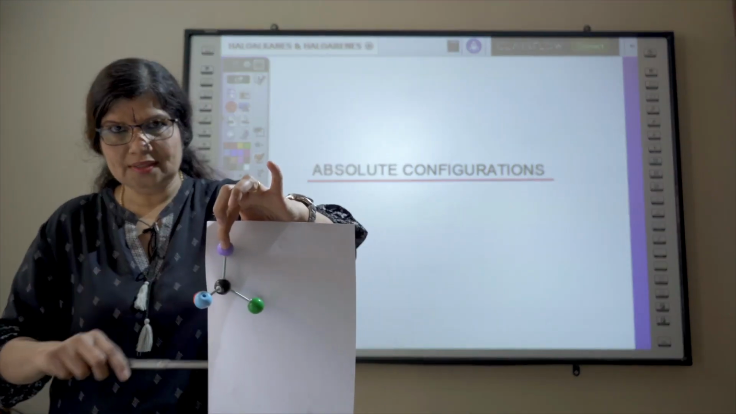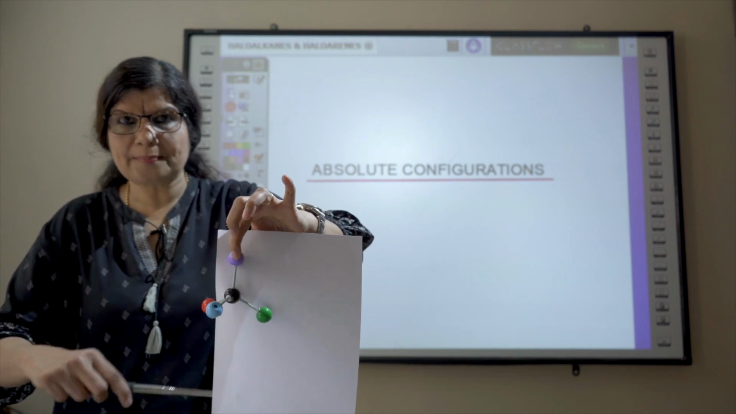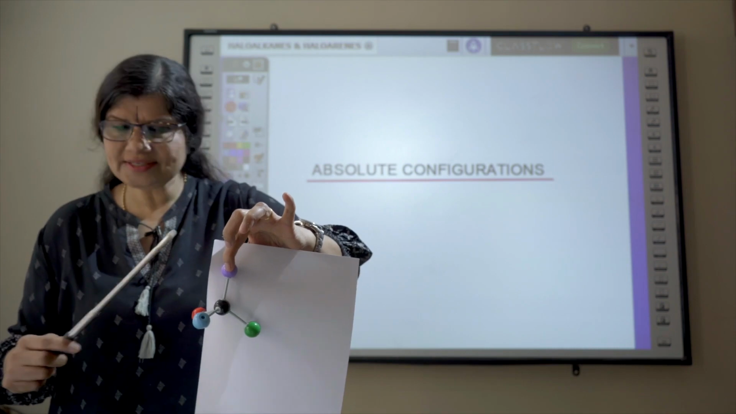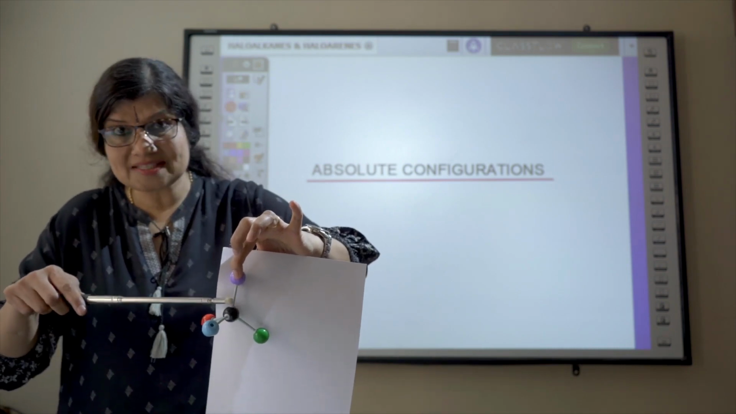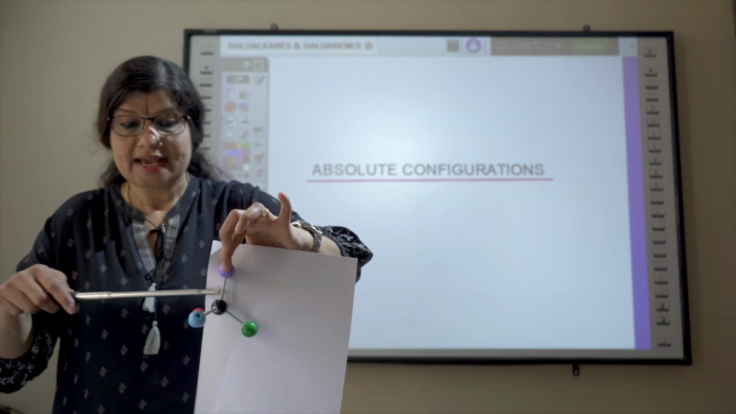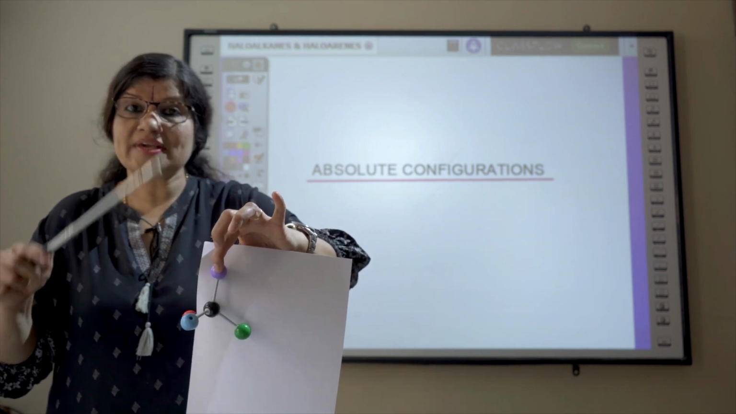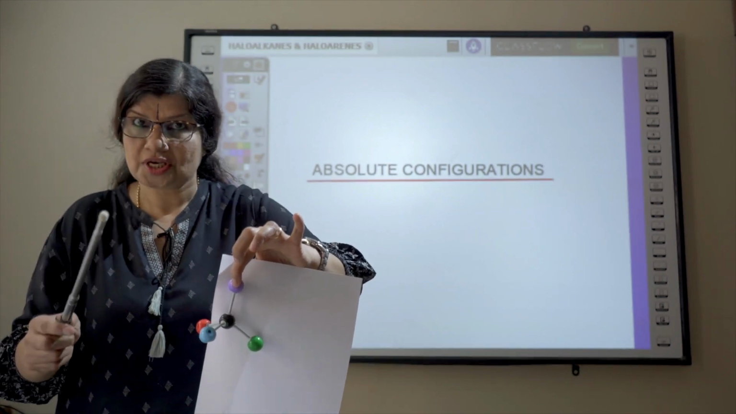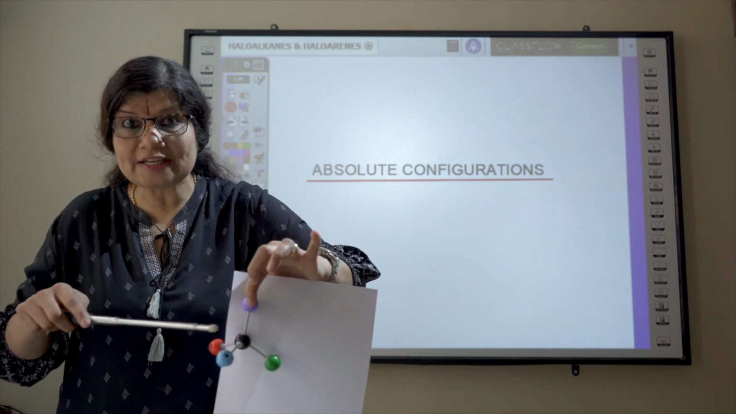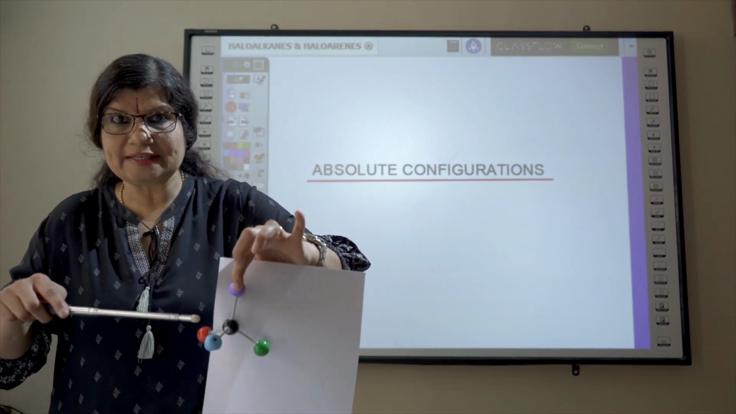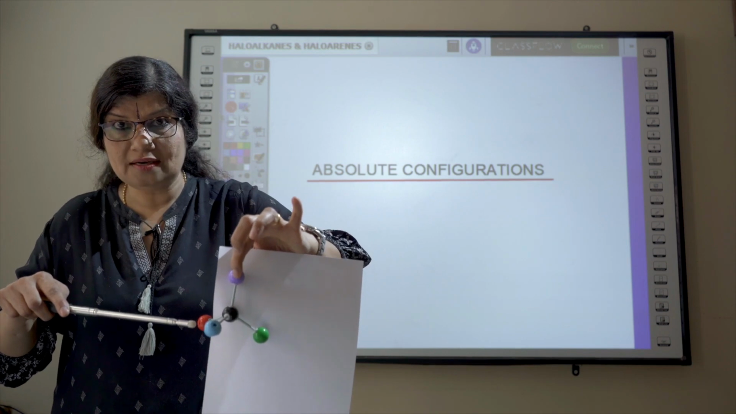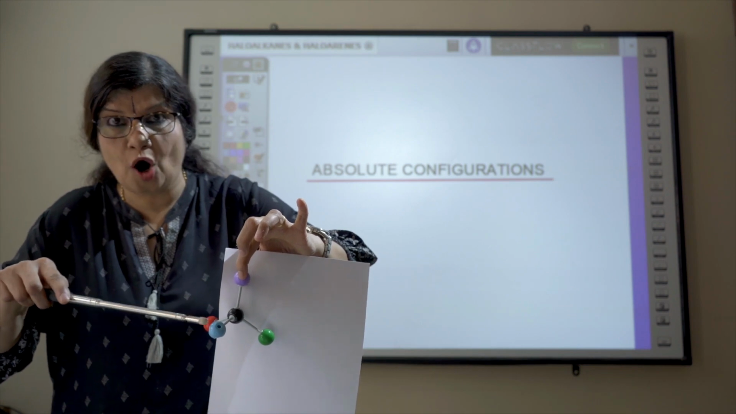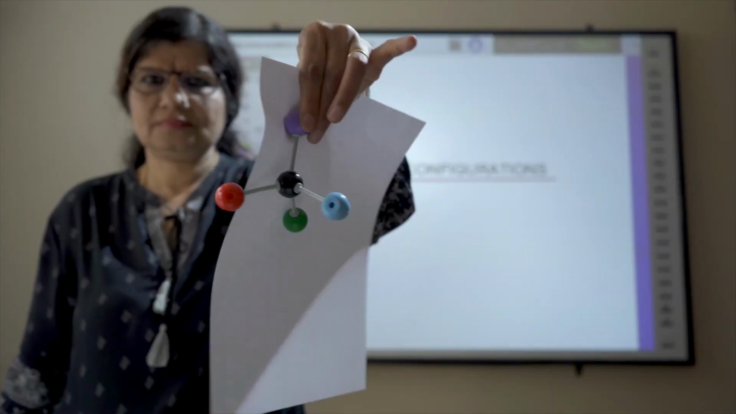Now I have kept the model against a paper. The paper is a two-dimensional surface, just like a board. This representation is a three-dimensional representation, called the perspective formula. We can represent optical isomers in two ways; this is what is going to be introduced. First let me focus on the perspective formula. In the perspective formula, you notice that the blue bond is towards you, towards the observer.